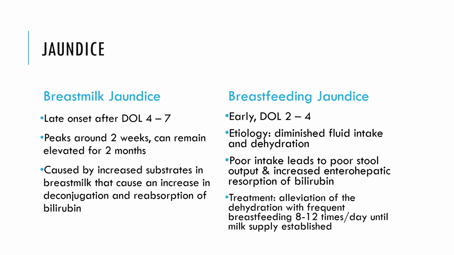Breastfeeding jaundice, however, is usually found earlier on. It's thought to be a combination of maternal and neonatal factors that result in a diminished fluid intake and dehydration of the baby. So it's usually early, 2 to 4 days of life.